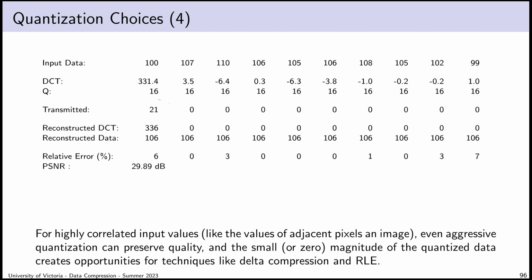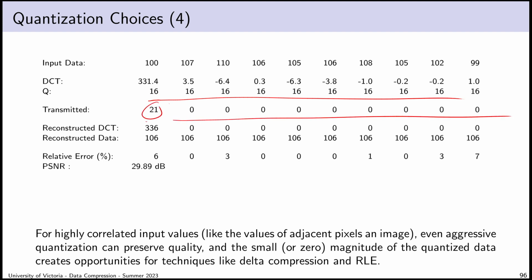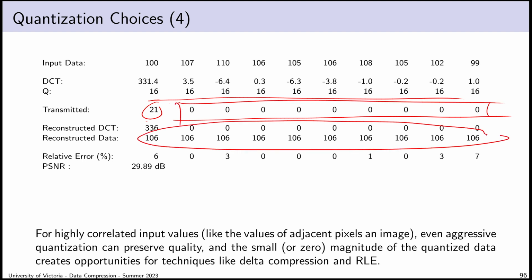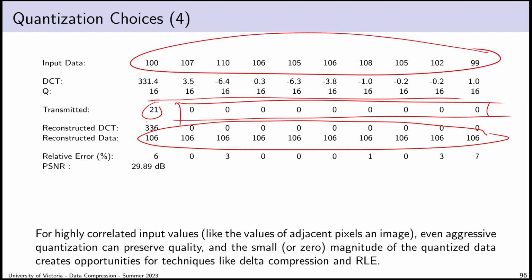So here, I'm quantizing everything by 16. And notice that results in a transmitted vector that's 21 followed by a ton of zeros. And so this is going to be great for RLE. And then my reconstructed data, of course, is sort of boring. It's a bunch of 106s. But on the other hand, my original data was pretty close to 106. So I'm not introducing that much error by quantizing like this.